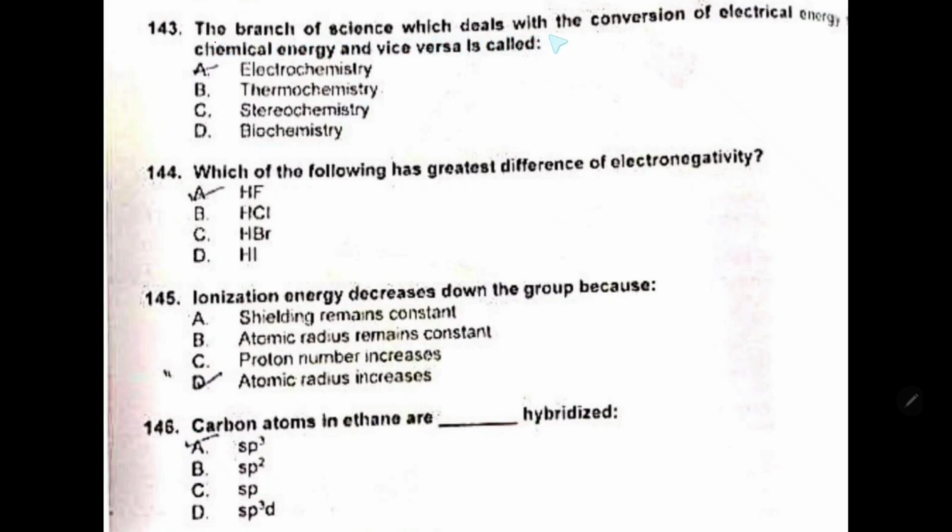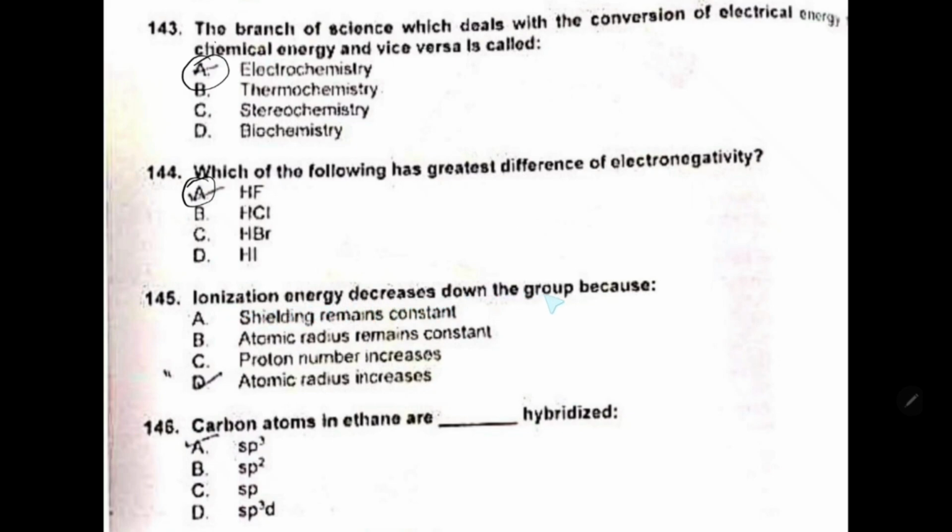The branch of science which deals with the conversion of electrical energy, chemical energy, and vice versa is electrochemistry. Choice A. Which of the following has greatest difference of electronegativity? Hydrogen and fluorine. Fluorine is the most electronegative element. So when it is compared to hydrogen, you will get highest difference of electronegativity.